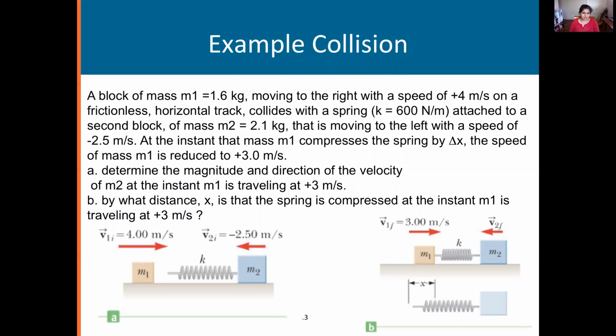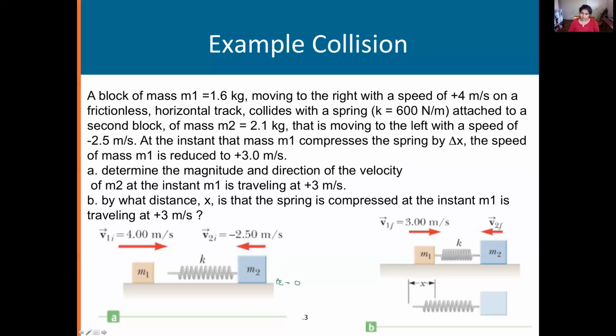Part B, by what distance x is the spring compressed at the instant m1 is traveling at 3 meters per second? So this is about thinking about the total energy of the system. We need to think about what is my total kinetic energy here. Let us assume and set our potential energy reference as 0, right in line with where the masses are. So the potential energy is never in play. The height is not changing. We have 1/2 m1 v1 initial squared plus 1/2 m2 v2 initial squared, right? The spring is not compressed, not elongated, so it stores no energy at the start. That's all my total energy at the start.